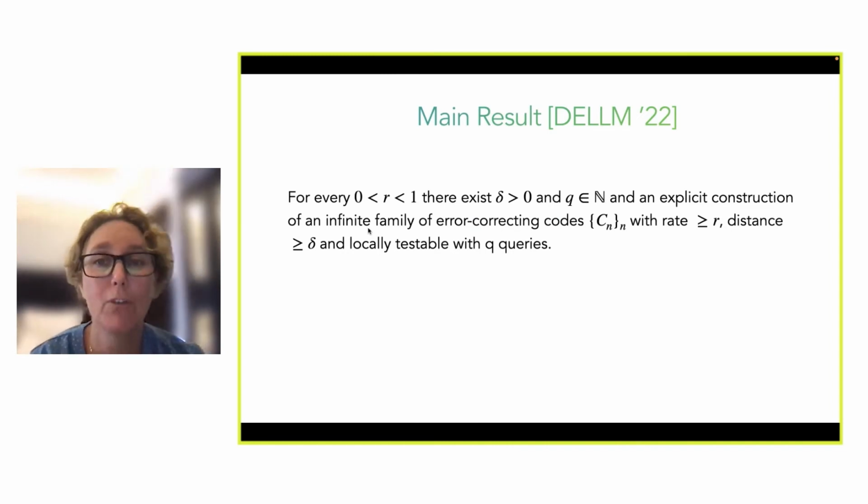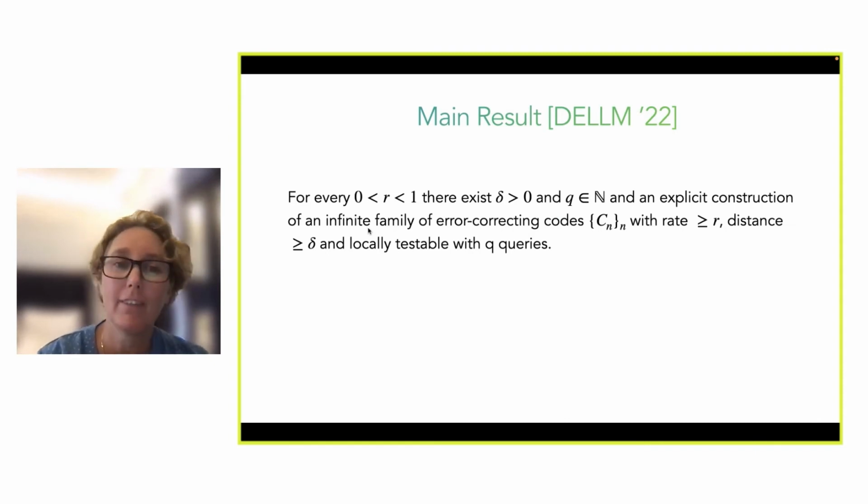It's work with Evra, Lubotsky, Livne, and Moses, very recent. And what we show is that for every rate, there exists a constant delta, which will be the distance, and a constant number of queries, and a family of error-correcting codes that have rate above r and distance above delta, and it will be locally testable with q queries, a constant.